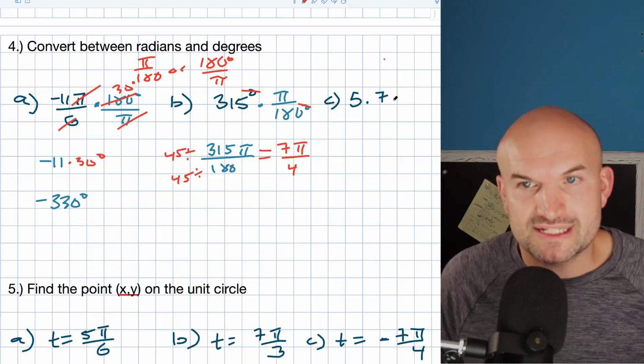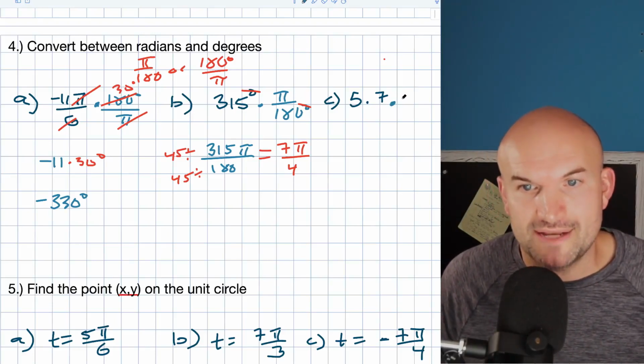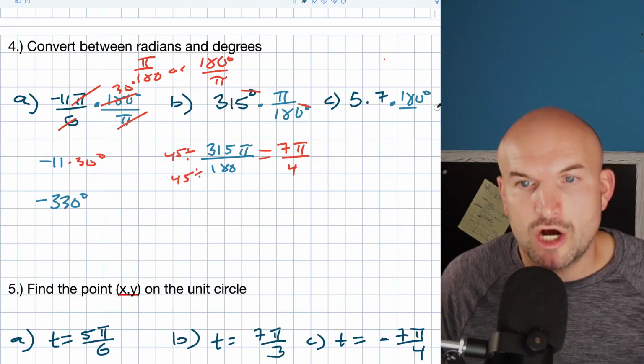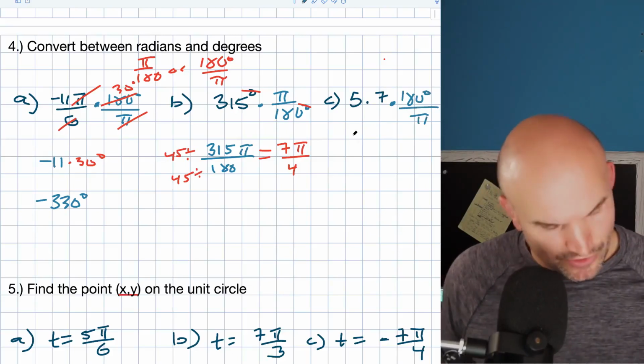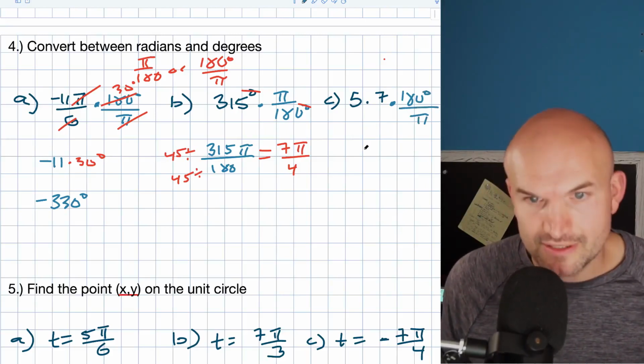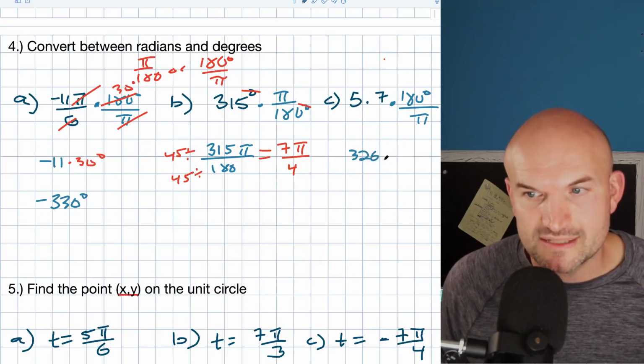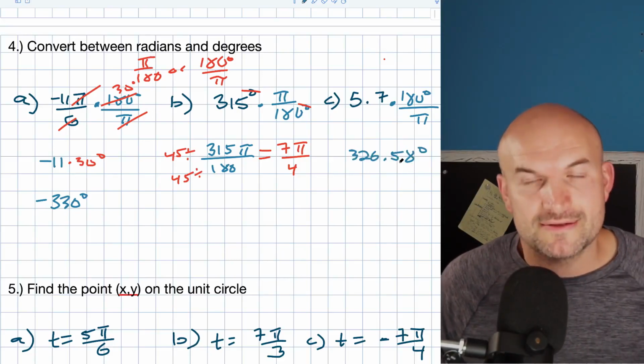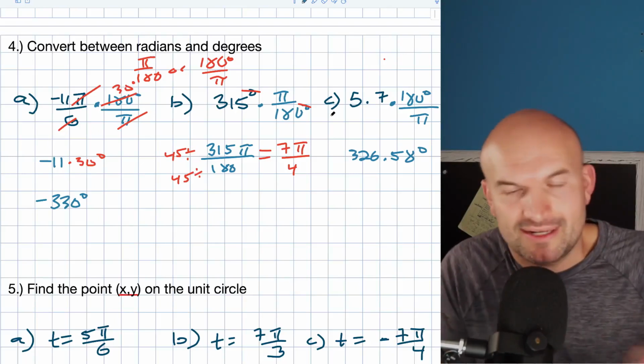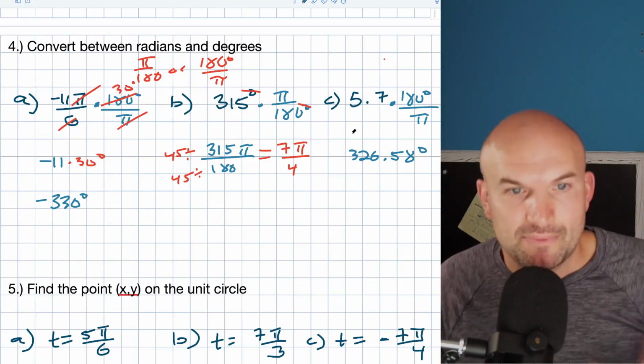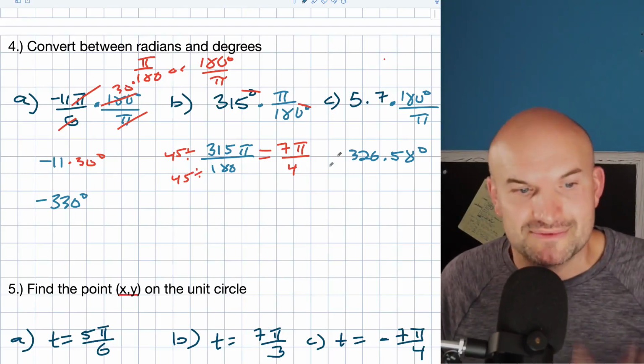So what you're going to need to do in this case is multiply by 180 degrees all over pi, okay? And when you go ahead and do that, you're now going to get an answer of 326.58 degrees. Okay. And again, this is going to be rounded. You can round it in any way. I just want to give you that example, but you're going to have to use your calculator in that example. So be careful with that.